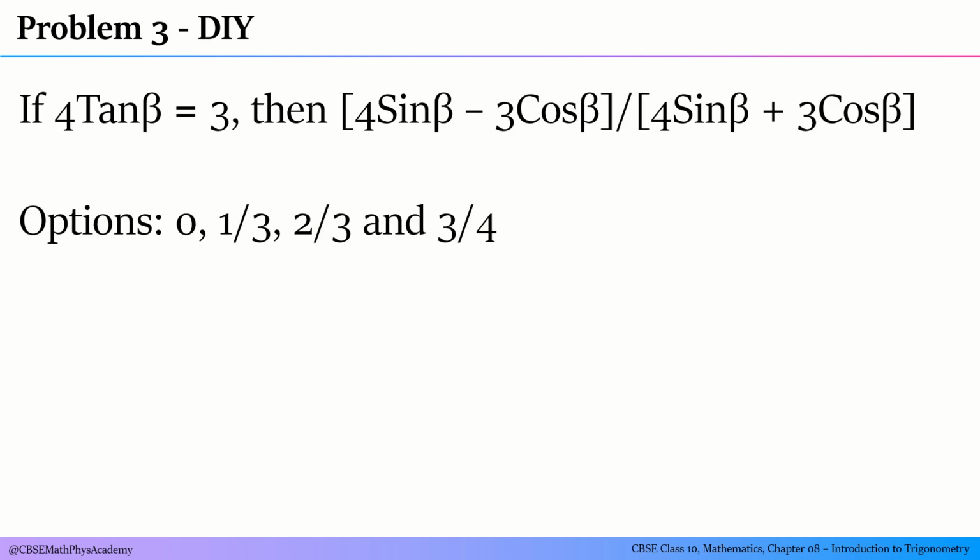The same problem appeared once more, I saw. You can try it yourself. Here in this case, the answer will be 0 only, because when you divide by cos, this becomes 4 tan beta. This becomes minus 3. The value of 4 tan beta is equal to 3. So this 3, when it goes here, 3 minus 3 becomes 0. So this is the option, but you can try it yourself once, step by step.